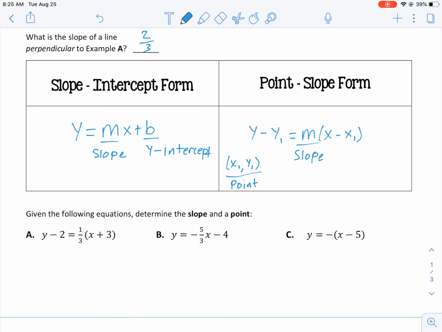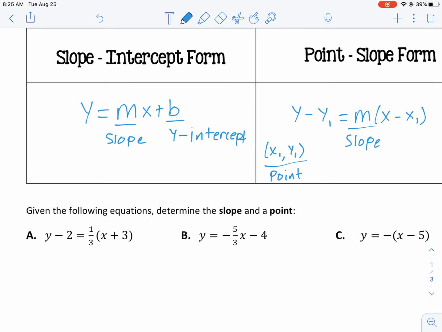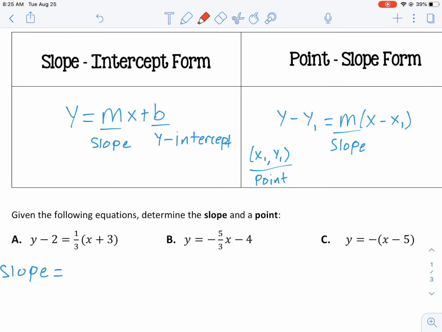So we're going to look at some of these equations and just identify what is the slope and a point. So if we're looking at this problem, what is the slope here? Well, this is point-slope form. If you see these parentheses, that means you're going to be in point-slope form. Slope-intercept doesn't have any parentheses. So the slope is right there, right in front of the parentheses. So here our slope is 1/3.